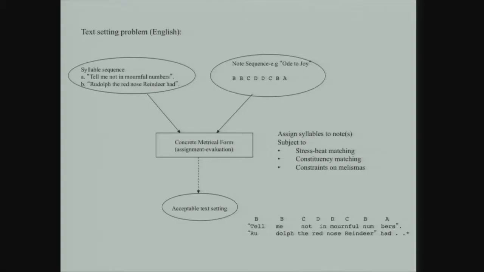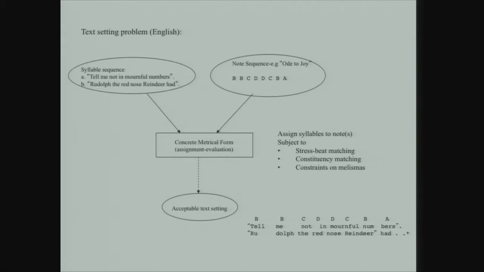Okay, well, here's the text setting problem in English. You have a tune like da da da da da da da da, right? Ode to Joy, everybody knows. And then you have eight syllables on the left. One is "Tell Me Not in Mournful Numbers," yeah. And then the other is "Rudolph the Red-Nosed Reindeer Had."